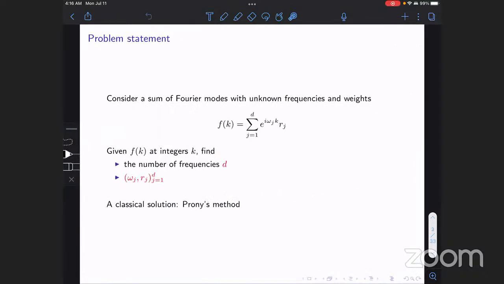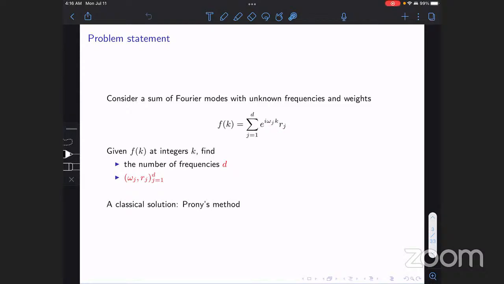So here's the problem statement to introduce Prony's method. Let's consider a sum of Fourier modes with unknown frequencies and unknown weights. Here, d stands for the number of these frequencies, which is also unknown. And omega_j are the frequencies, and r_j are the weights.